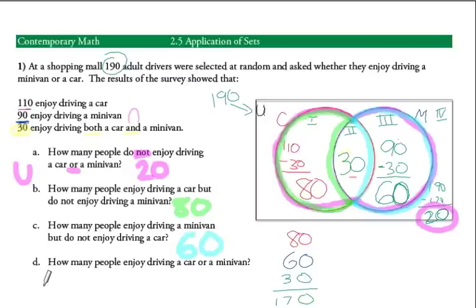And question D here, it says how many people enjoy driving a car or a minivan? So again, this was the union that we were talking about before. And the union is going to be the sum of all the people here. And fortunately, we already added this up and found that that total is 170. All right, let's move on to our next example.